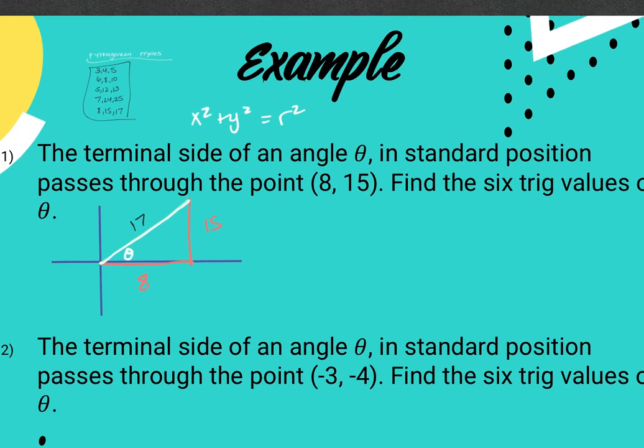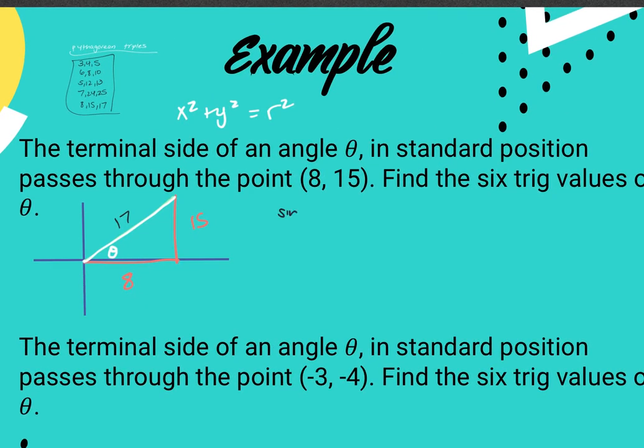All right, so now I've got to find the 6 trig functions. So I need to find the sine of theta, the cosine of theta, the tangent of theta, the cosecant of theta, the secant of theta, and the cotangent of theta. Now, this was in the first quadrant, so nothing was negative. All of these are going to be positive, but obviously we're going to start to pay attention to that as we move around.